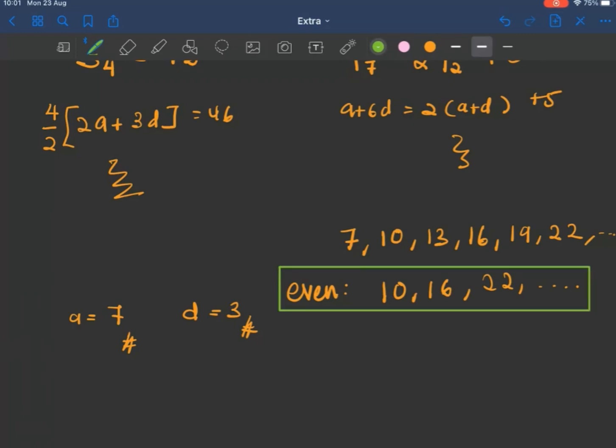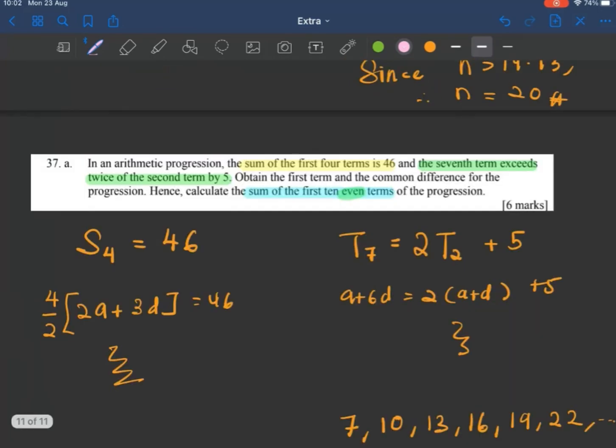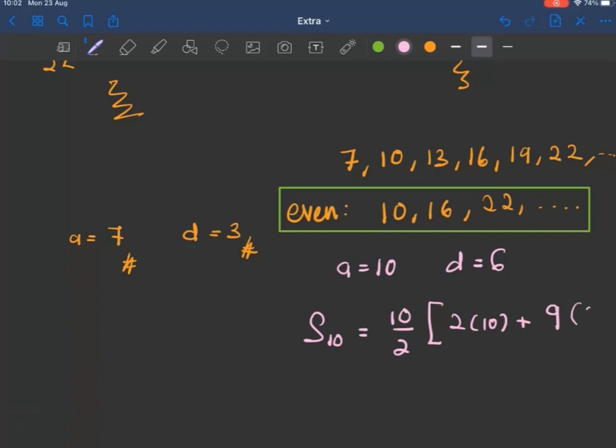Okay, so the question actually wants us to find S10. Soalan suruh cari S10, but we have to use a different sequence, which is an even sequence. So this is our even sequence, 10, 16, 22, which is we will get our new A and D. So A is 10, D is equal to 6. Okay. So bolehlah cari S10 kita. S10 sebab dia kata sum of the first 10 even terms. So our new sequence ni semua even. So kita boleh cari S10 menggunakan A dengan D yang baru. 10 over 2, 2 times 10 plus 9 minus 1, 9 times D.